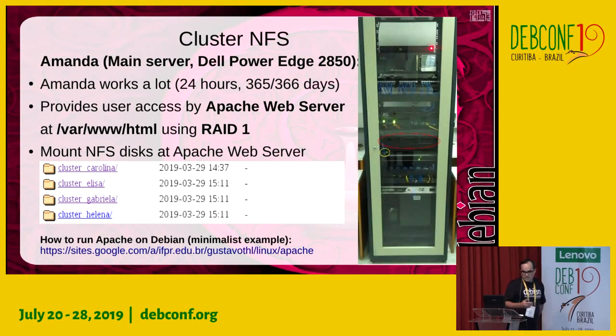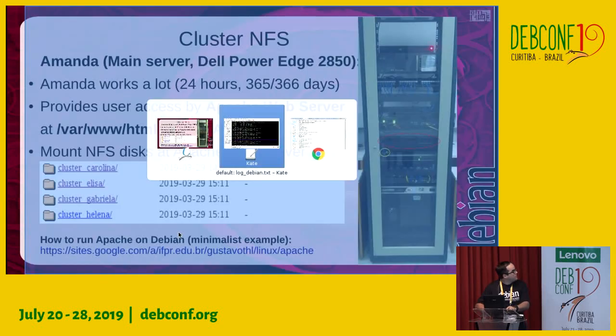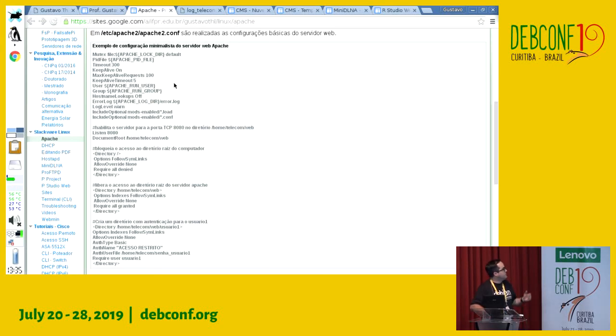Amanda is the main server. Amanda works a lot, 24 hours every day, and she provides user access by Apache web server. Amanda is here in this rack, and she mounts NFS disks from the other servers. I don't have much time, but it's very simple to run Apache on Debian. I have this example, my old website. Just run this. It's about 40 lines, very, very simple to run.